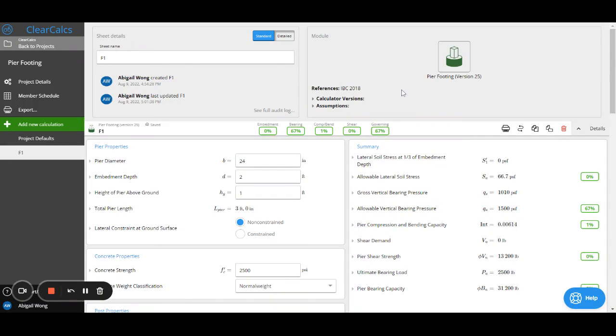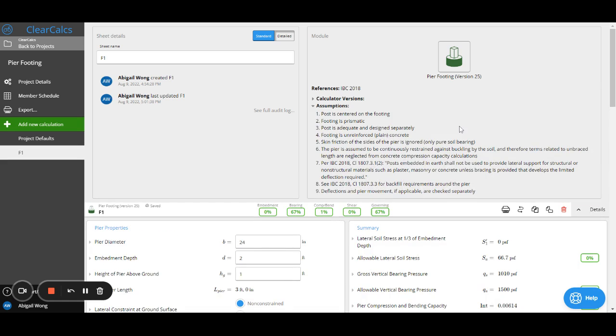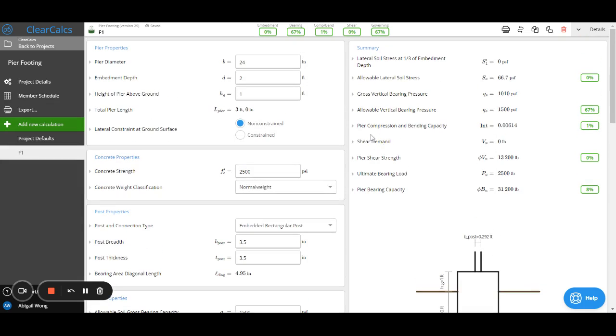Hello, let's take a look at an overview of the Pier footing calculator in ClearCalcs. We are designing in US standards as per IBC 2018, and the assumptions are stated here. In the properties, you can define the pier diameter. If you are designing a square footing, you can also enter the diagonal dimension.